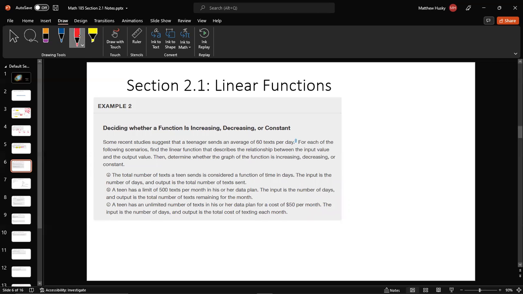So basically, this would be f of x equals, it's just going to be 60 per day. So 60 times 1, that would be 1 day's worth, which would be 60. 2 days, you'd multiply by 2, so that would be 120. So basically, it's going to be 60x. And that will be an increasing function because the number of texts that are sent just keeps growing and growing and gets bigger and bigger.